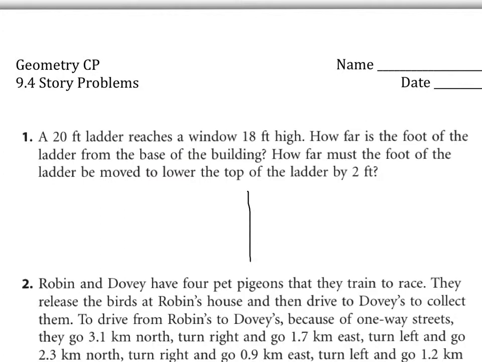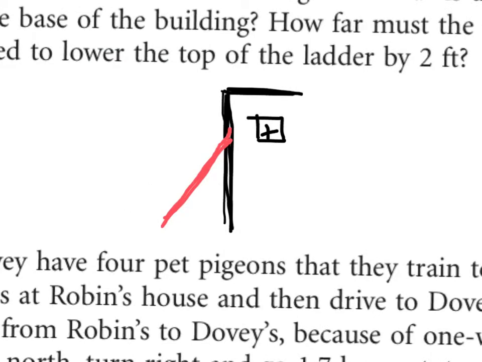I have a building, and some sort of a window. And then I have a ladder that's leaning against it, like so. Now we're told that the ladder is 20 feet. We're also told that the window height is 18 feet from the ground.